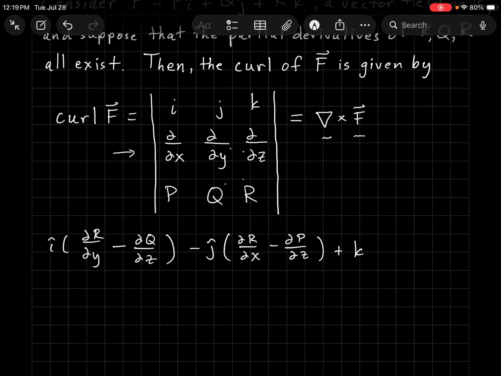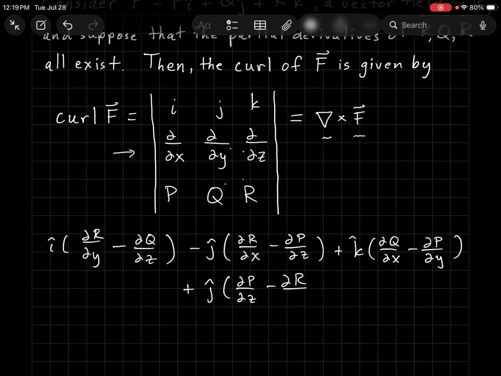and then finally plus k, and we have the partial of Q with respect to x minus the partial of P with respect to y, which should look familiar because we did this when we were doing Green's theorem. Now, one quick note, this is perfectly fine, but most textbooks will write this middle part as plus j and then simply flip the signs on the inner part, like that. Everything else the same.